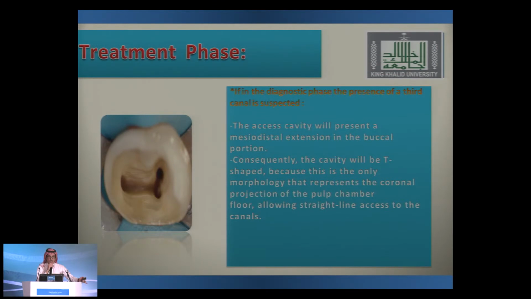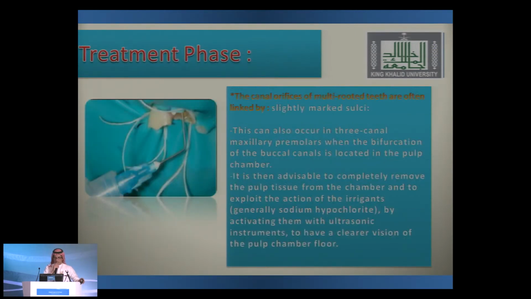The access is through the treatment phase. So you see the radiograph and you do the clinical examination. So you can go with an access cavity without perforation and without excessive reduction. The access cavity will have a mesiodistal extension in the buccal portion, and the cavity will be T-shaped, because that's the only morphology that represents the coronal projection of the pulp chamber floor, allowing straight line access to the canals.